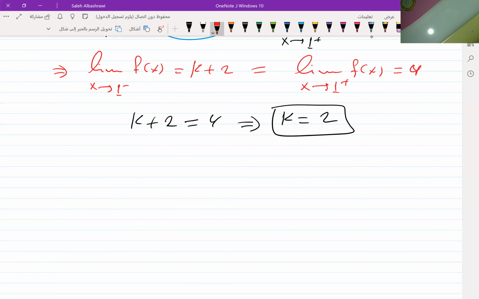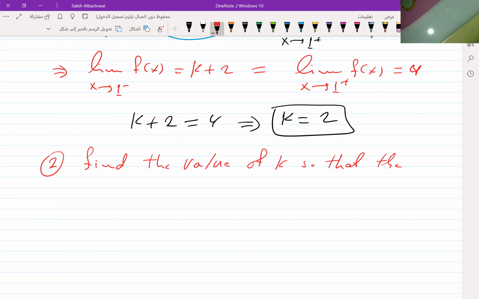We take another example. Find the value of k so that the given function is continuous at x equal to 1 again.